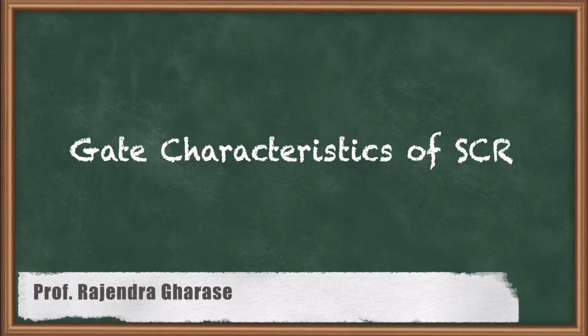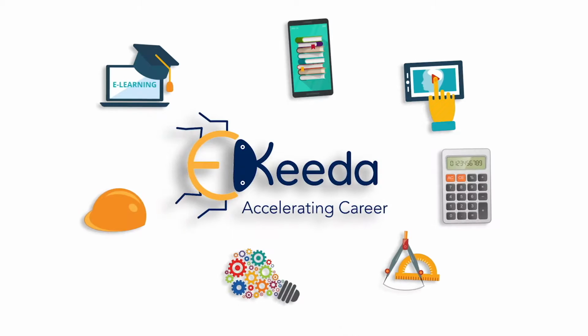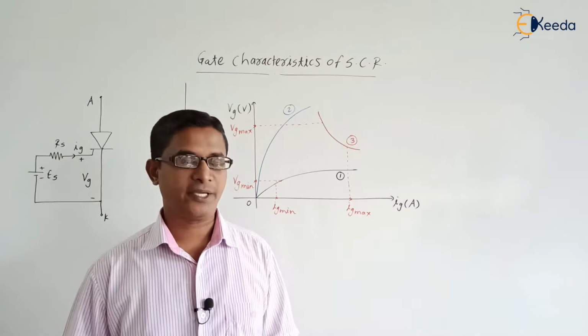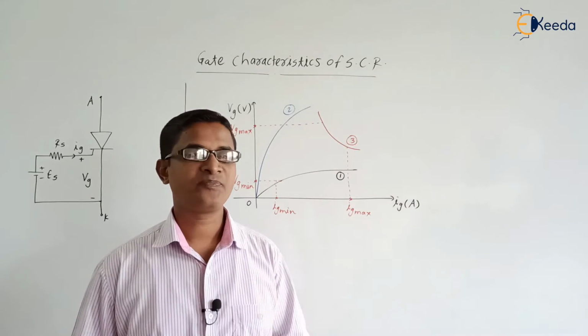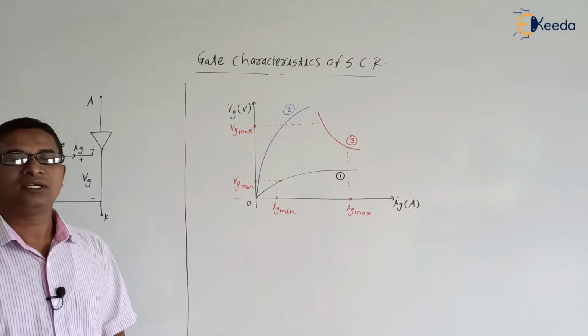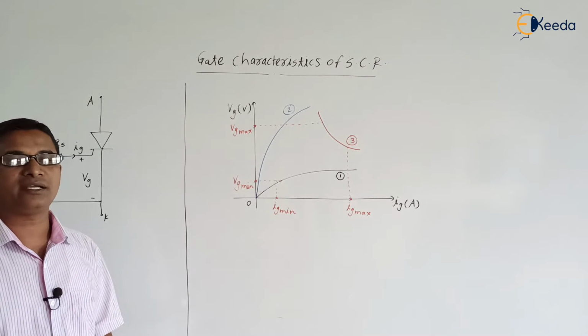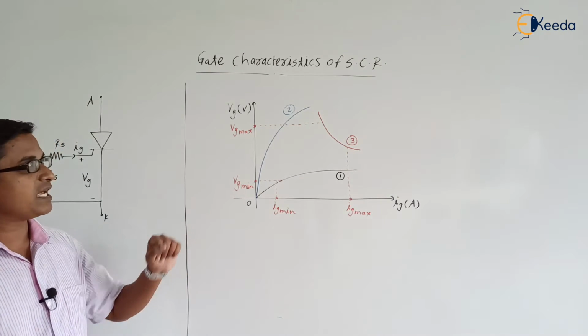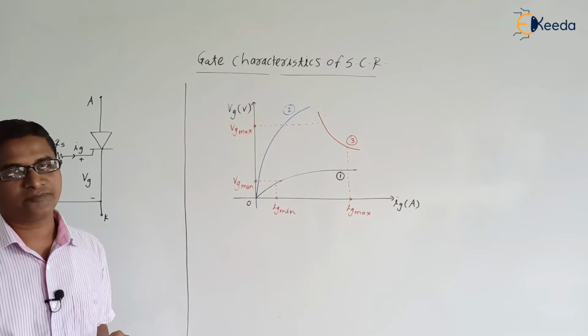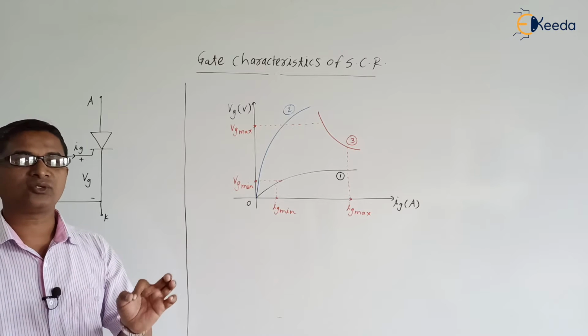Hello friends, in this video we are going to discuss the gate characteristic of SCR. So strictly speaking, the gate characteristic of SCR is a plot between Vg versus Ig. Vg is the gate voltage, Ig is the gate current. The purpose of this characteristic is it gives the safer operating region for the gate cathode circuit.